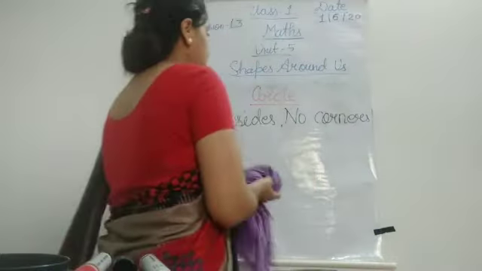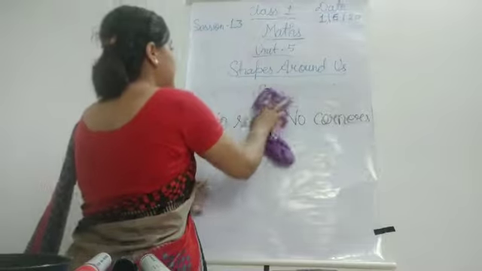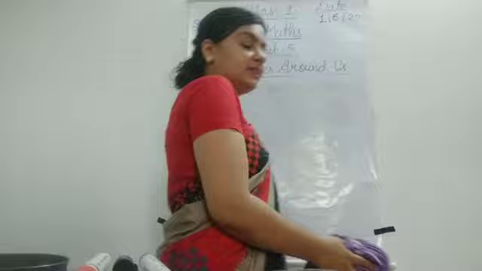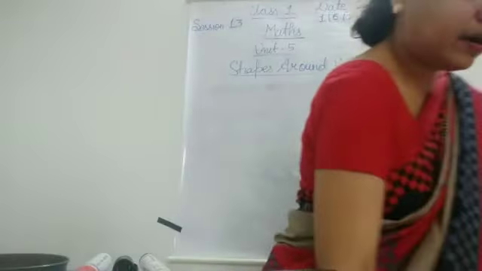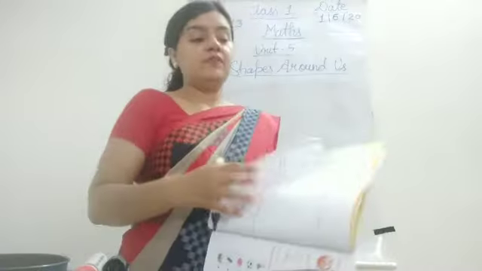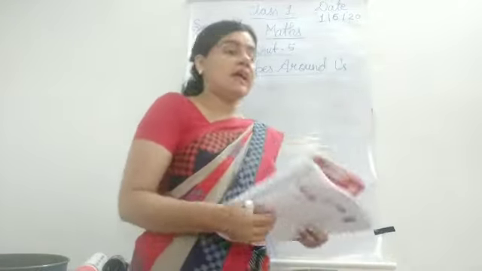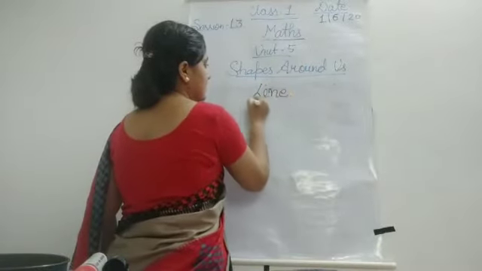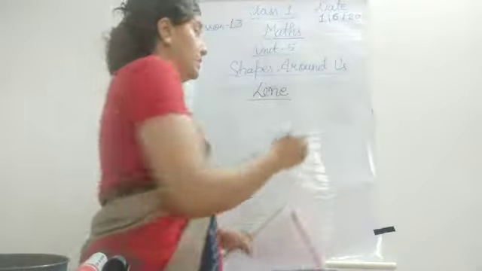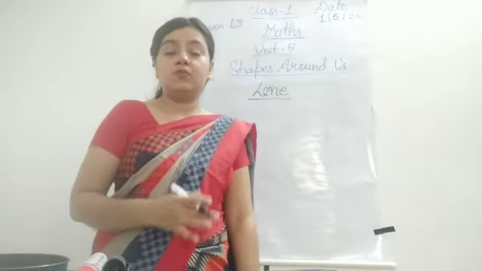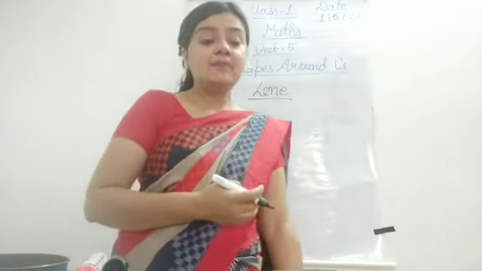Our next one is what? Now after the shapes, we will read about lines. Okay, and let's see this right line. Okay, line. So what is a line? What is a line? Line means what?